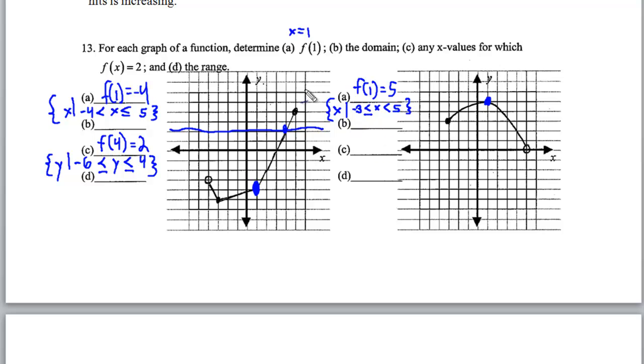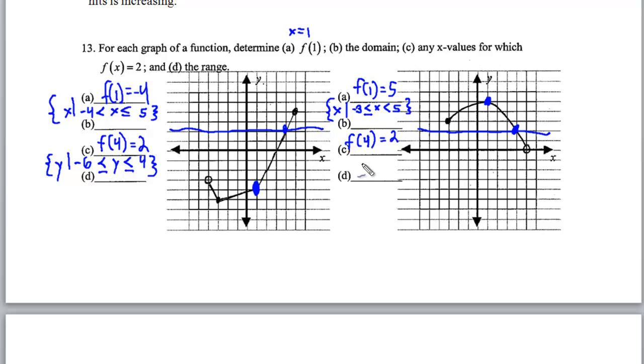So let's look at f of x equals 2. So I'm going to make a line here at 2. So 1, 2, make a line. And it looks like it hits right there at this dot. So f of 4 equals 2, by coincidence. So my x value is 4 when my y value is 2.